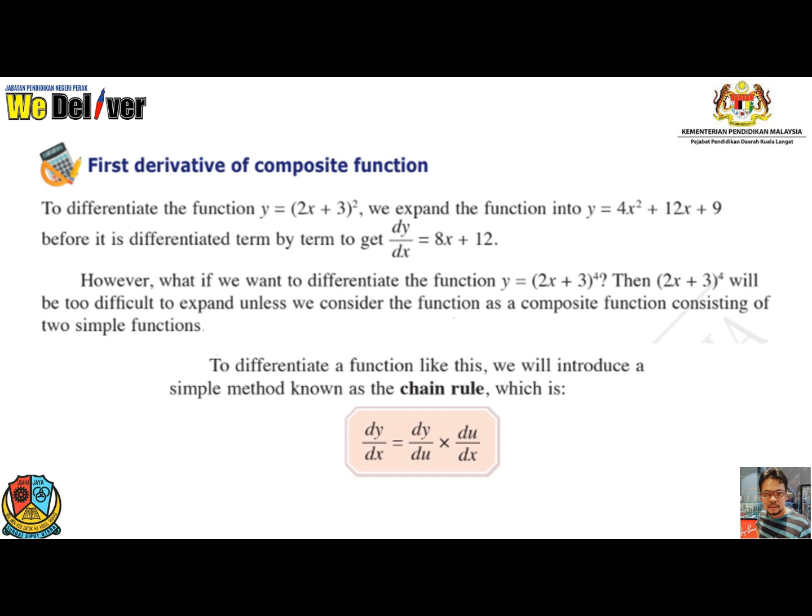However, what if we want to differentiate the function y equals (2x + 3)^4? (2x + 3)^4 will be too difficult to expand unless we consider the function as a composite function consisting of two simple functions. To differentiate a function like this, we will introduce a simple method known as the chain rule, which is dy/dx equals dy/du times du/dx.